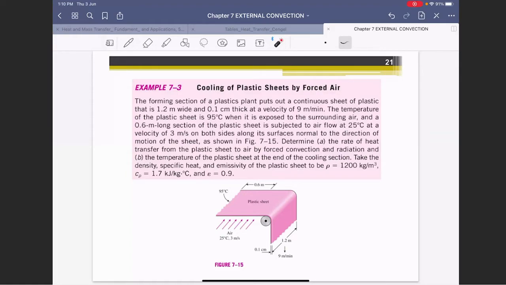That is the key point. So it's quite easy, but you have to understand the question. You know the theory, but if you don't understand the question, that is a problem too. So for this case, you can see that the airflow is from this direction, and this is the plastic sheet, and the sheet is moving in this direction. The length of the sheet and the width of the sheet are given, and the thickness of the sheet is also given.